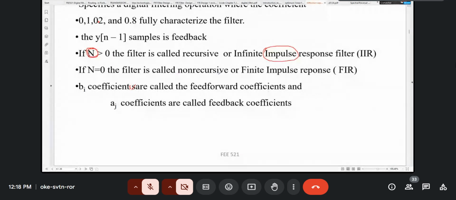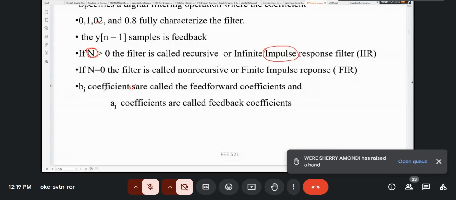If N is equal to 0, of course, it means we have no feedback, and we call the filter a non-recursive filter or a finite impulse response filter. We are going to mainly look at design of FIR filters. We may not get much into IIR, but we will mainly look at the FIR.